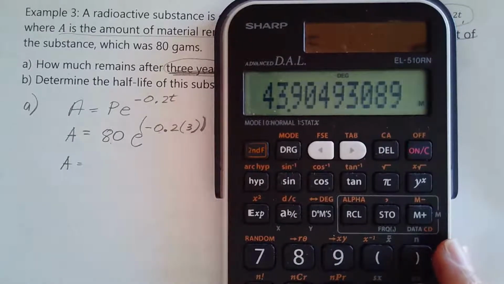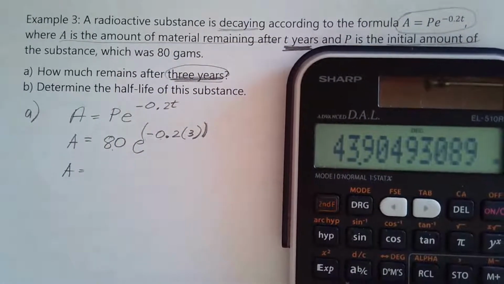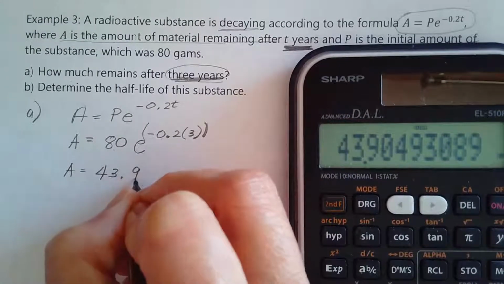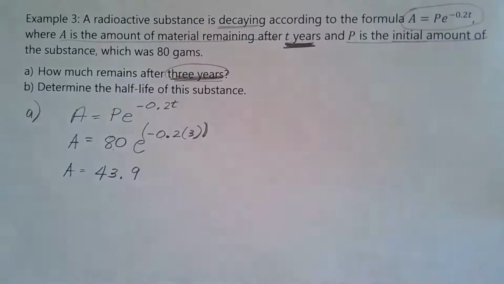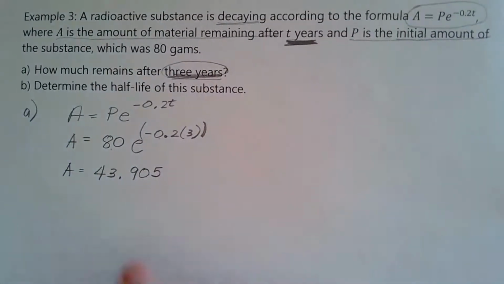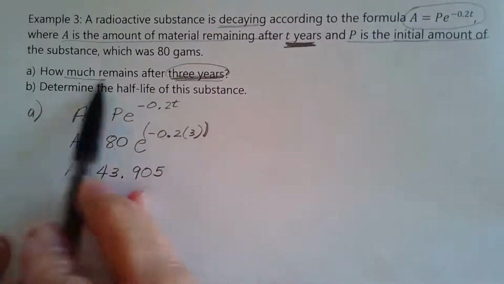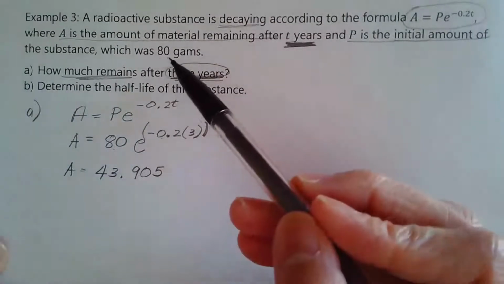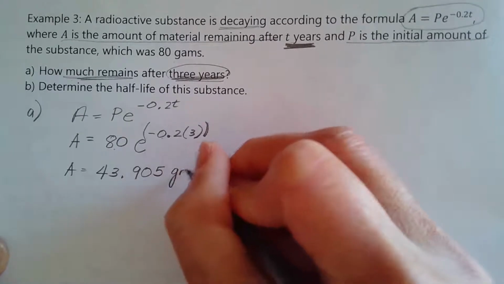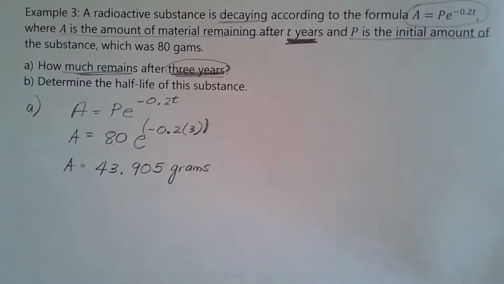In this particular case, after 3 years, it's going to be 43.905. We're just rounding it off to 3 decimal places. They're talking about how much remains. So it used to be 80 grams, and now it's 43.905 grams.